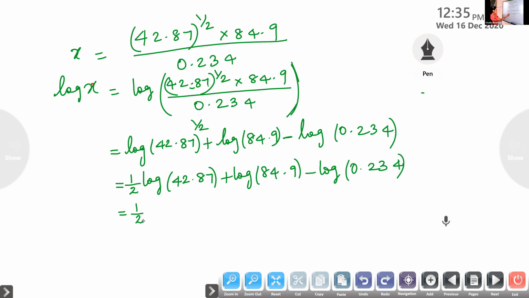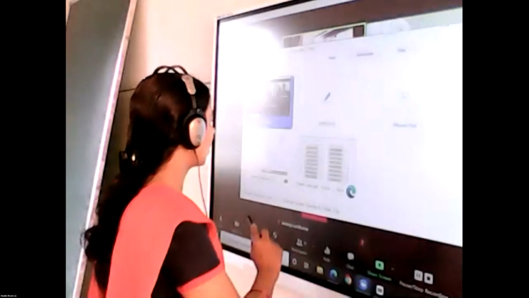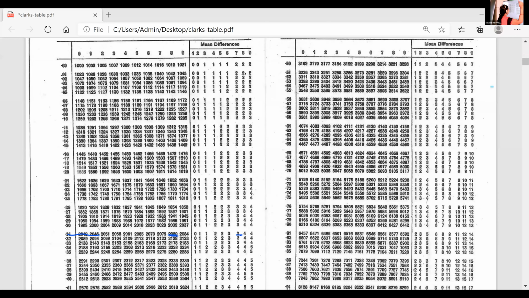Now we want to take log of 42.87. What will be log of 42.87? It involves two parts, isn't it? Which are the two parts? Characteristic part and mantissa. So what is the characteristic part here? 42.87, when you write in standard form, what will you get? It is 1. Now take the log of 4287. You have to take log. Find it out.